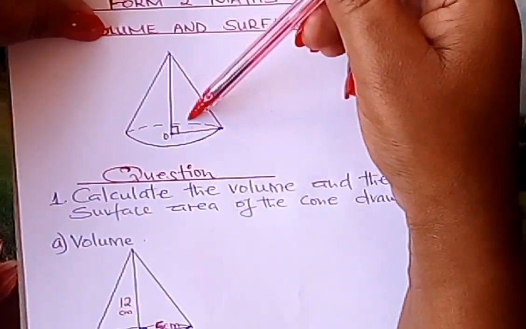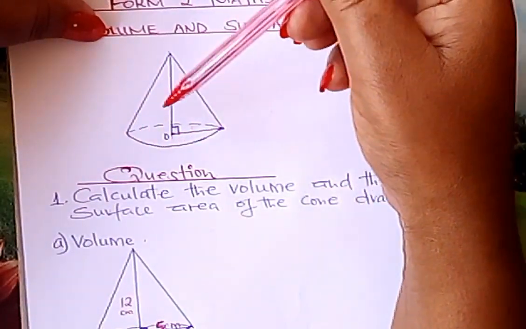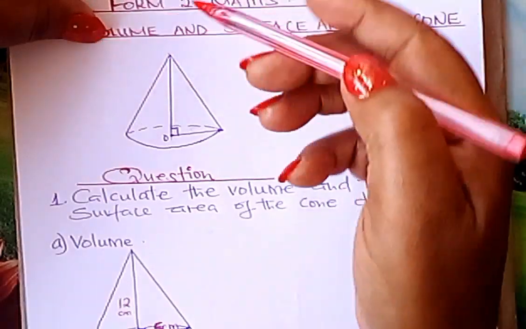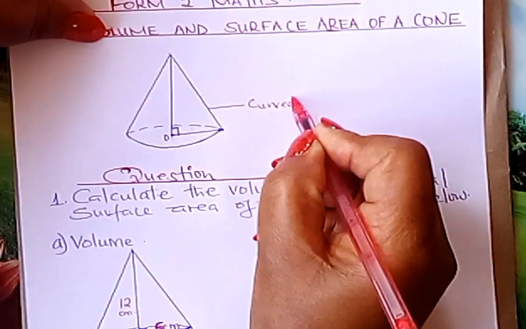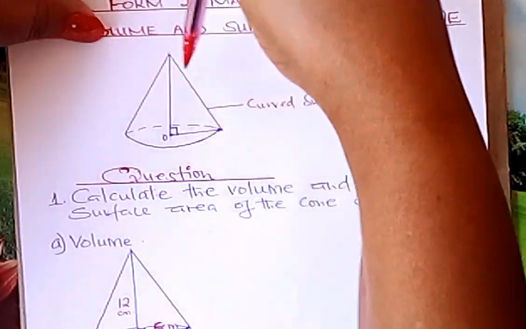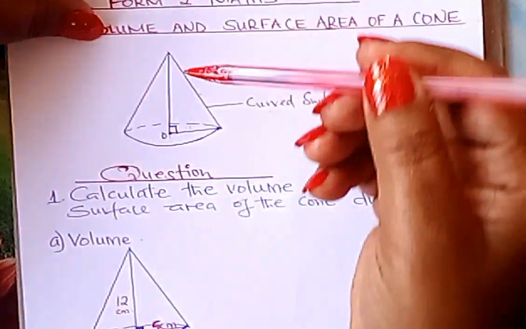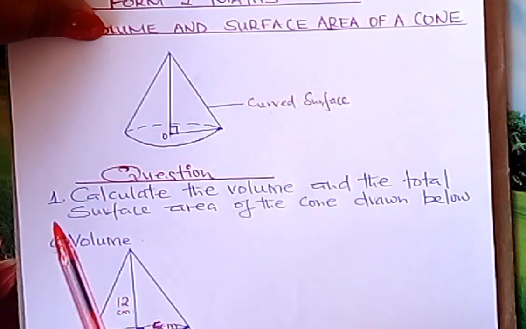We have the bottom circle here. And then we have the curved surface. This one here is called the curved surface of the cone. Then this we have said it is a circle.